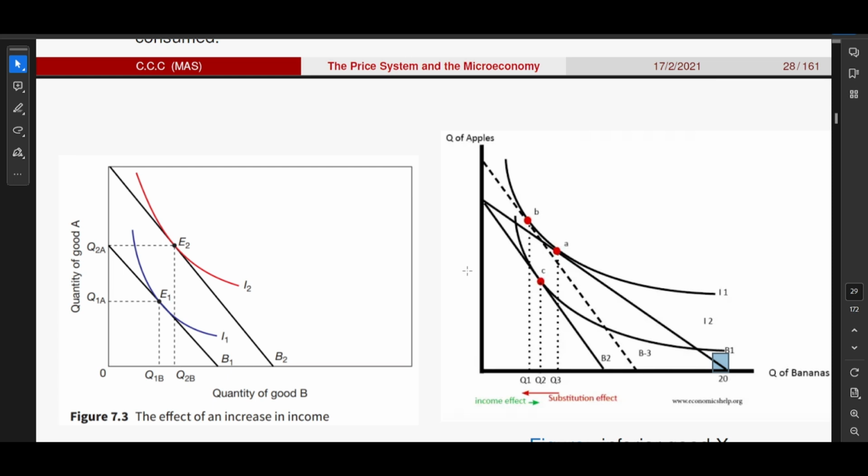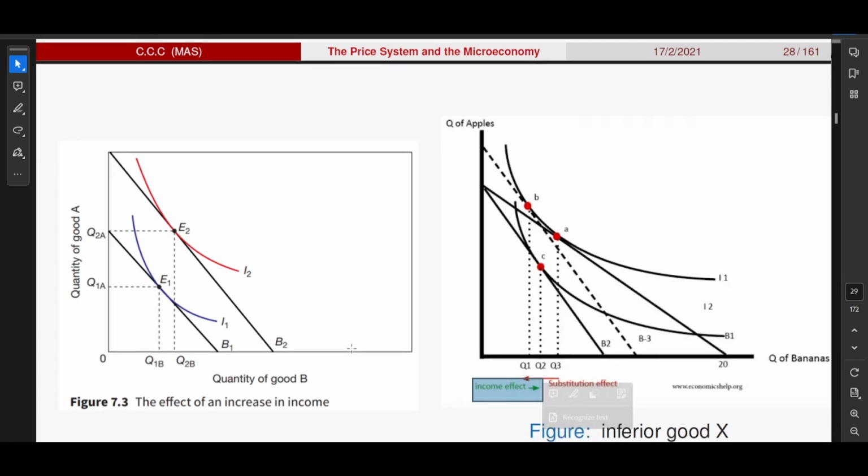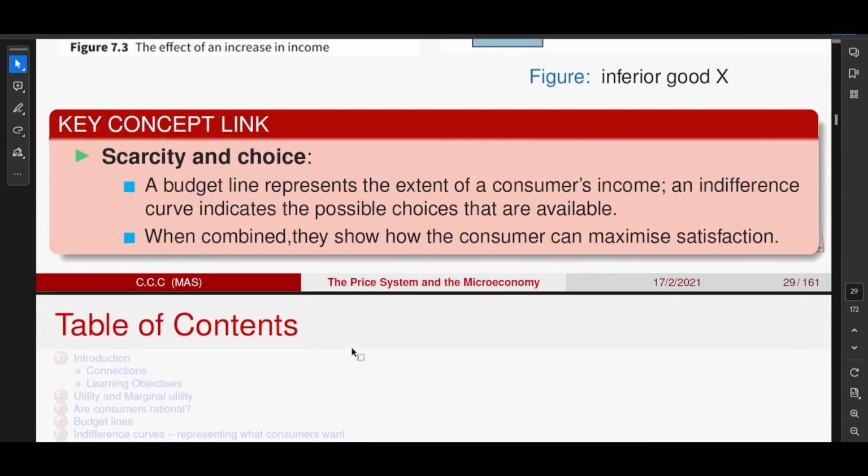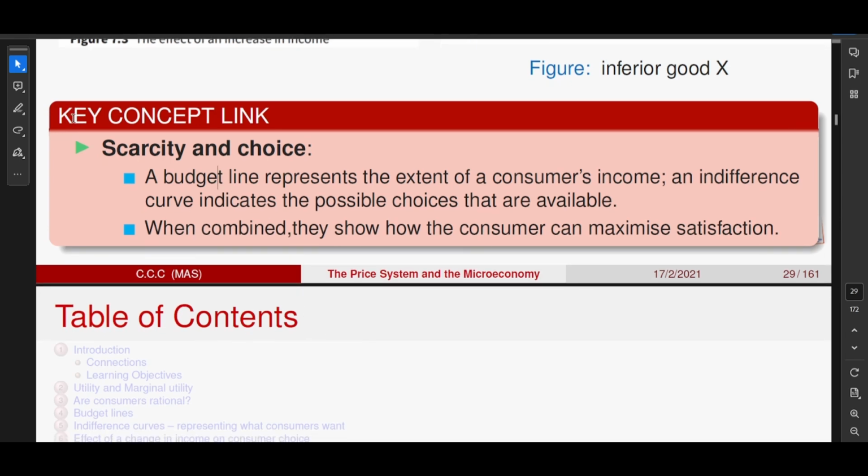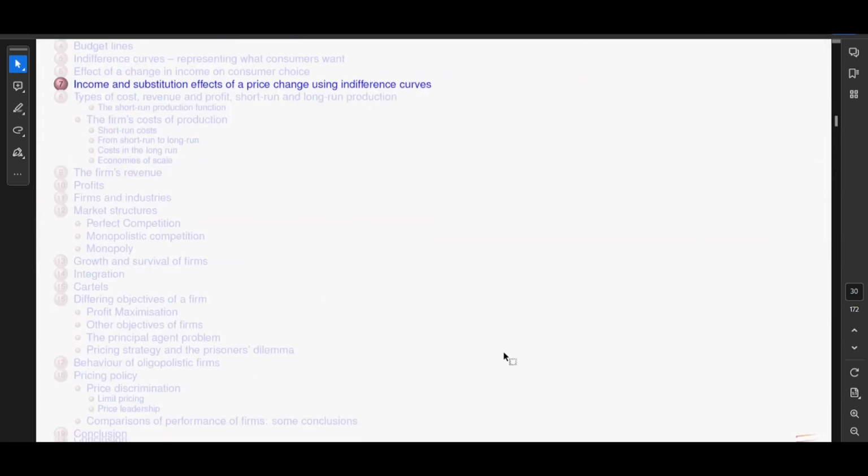What is important here, what we're going to try to understand next, is which good you are going to buy more of. Are you going to buy more bananas or more apples? And here is where the substitution and income effect comes in. In this case, just looking at this, we can see that the substitution effect is greater than the income effect. Those are the things we're going to try to understand. It says key concept: a budget line represents the extent of consumers' income, and indifference curves indicate the possible choices that are available. When combined, they show how consumers can maximize their satisfaction.